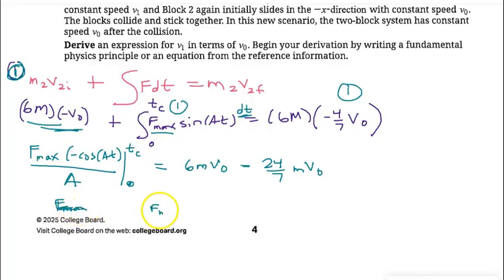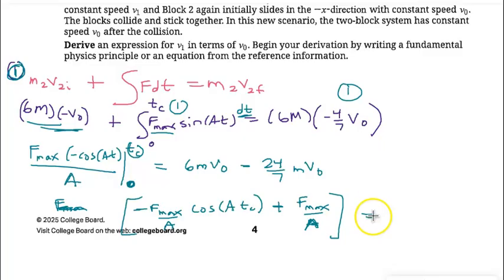Oh, so do the f max over a, evaluated negative cosine of ATC minus a minus, right? We're doing the upper limit minus the lower limit, so minus the minus turns out to be positive. F max over a, cosine of 0 is 1. So just don't assume that your lower limit, you plug in 0 and you get 0. That's only true for polynomials. Equals 18/7 mv naught. And then we're going to factor out the f max and then solve for f max.